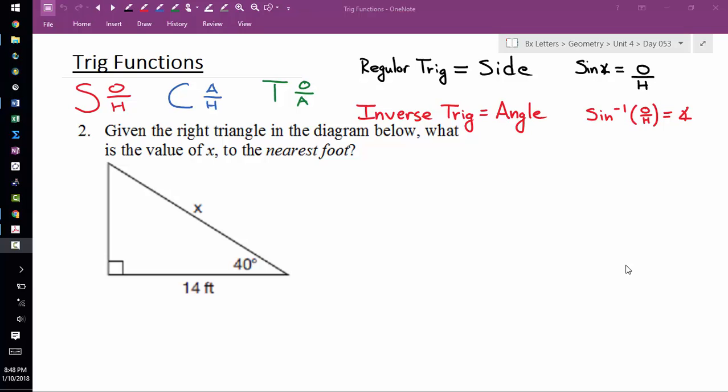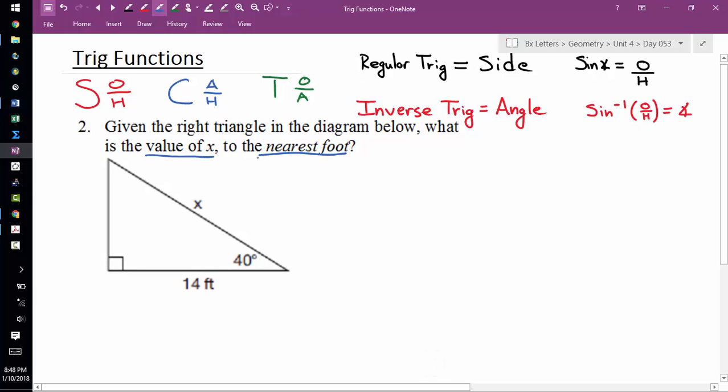Number 2, it looks like a fairly comprehensive diagram, so I don't have to do too much reading. I just need to focus in on, they want me to solve for x, and then round to the nearest foot. As soon as I hear foot, I know I'm dealing with a side. I know inverse trig is out of the question. But let's go ahead and look at the diagram.